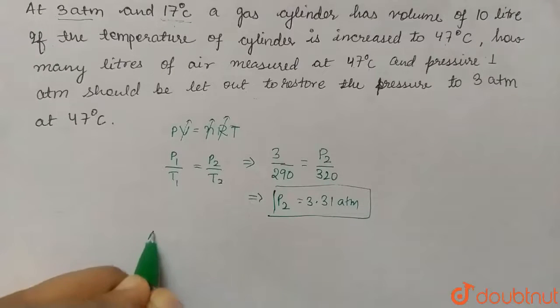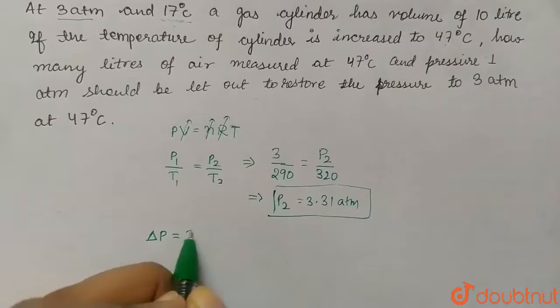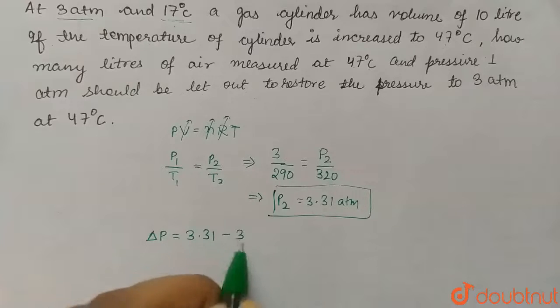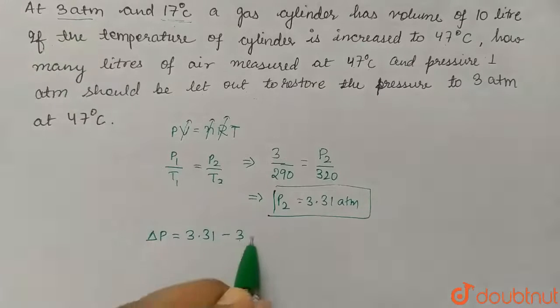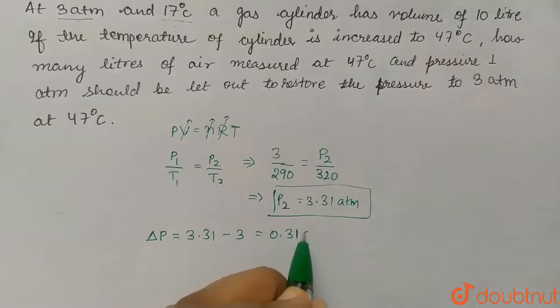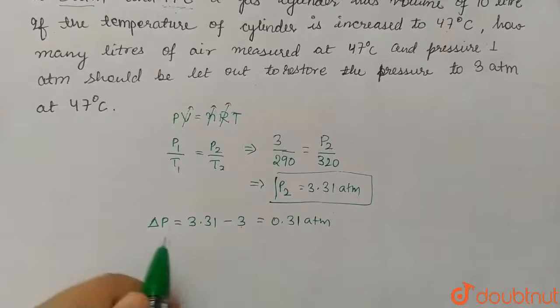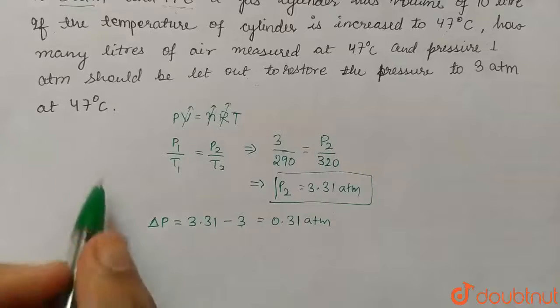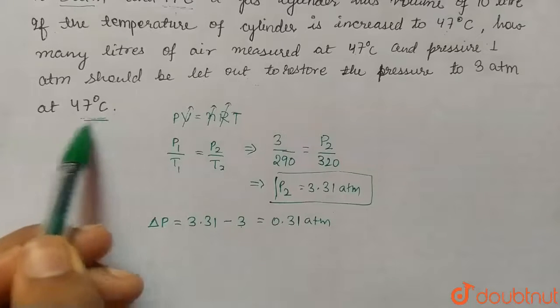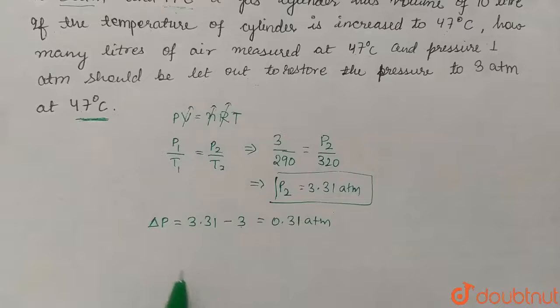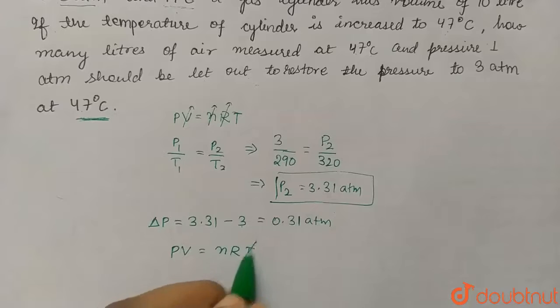Now here delta P will be equal to 3.31 minus 3, since the initial pressure is 3 atm. So from here delta P, that is the change in pressure, is 0.31 atm. Now let the volume which is to be taken out be V, and we can see that we have the temperature constant here, which is 47 degrees Celsius. So with the same ideal gas equation, the temperature is constant, the number of moles is constant, and R is always constant.